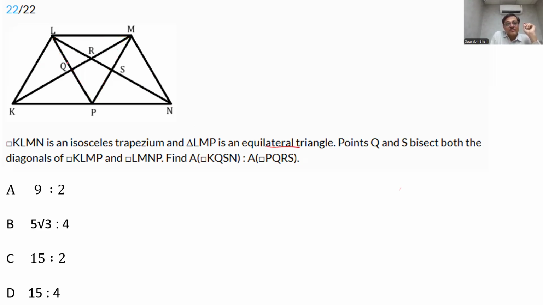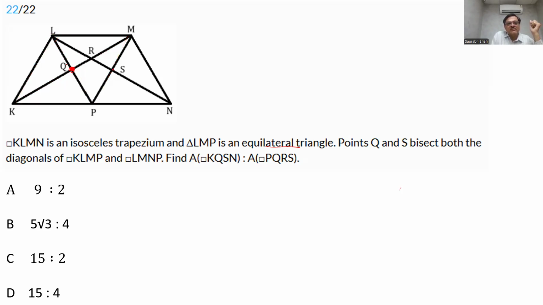Point Q bisects. Q and S both bisect the diagonals. The diagonal LM is bisected. So this will bisect. When this bisects, this has to be the middle point. That means it is the middle point of LP, sorry. So the diagonals, both the diagonals have been bisected, which means LMPK is a rhombus. LMPK becomes rhombus.